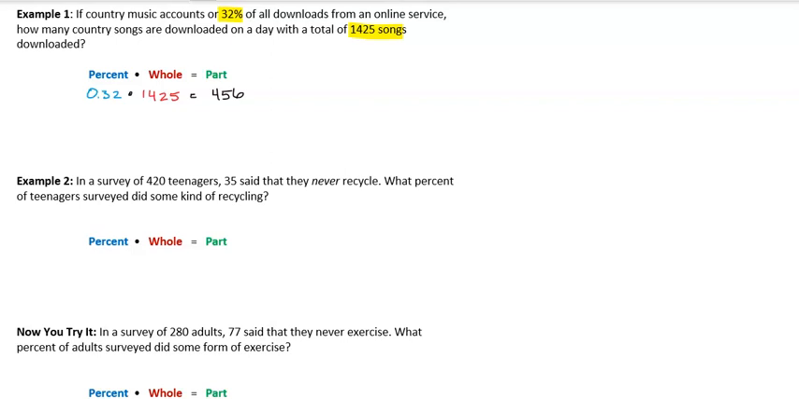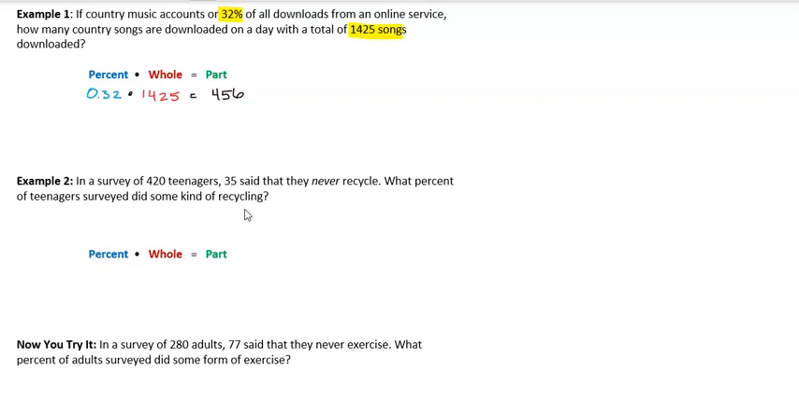The next one, in a survey of 420 teenagers, 35 said that they never recycle. What percent of teenagers surveyed did some kind of recycling? So there's a couple of different steps that need to happen here. First, we need to figure out how many do recycle. So out of 420 teenagers, 35 never recycle. So the rest of them do some sort of recycling. We don't know how much, but that's not what it's asking. So 385 do some sort of recycling. So what percentage is that?